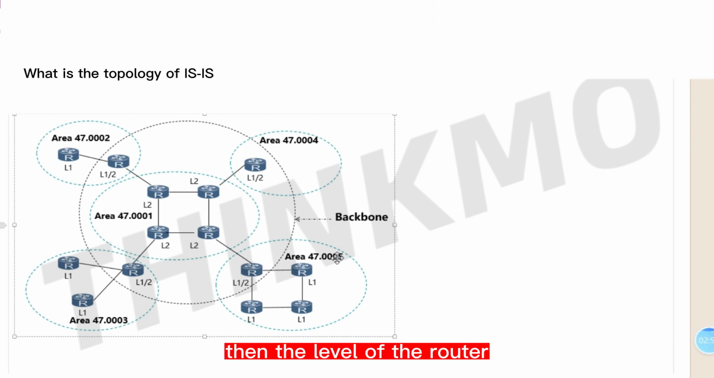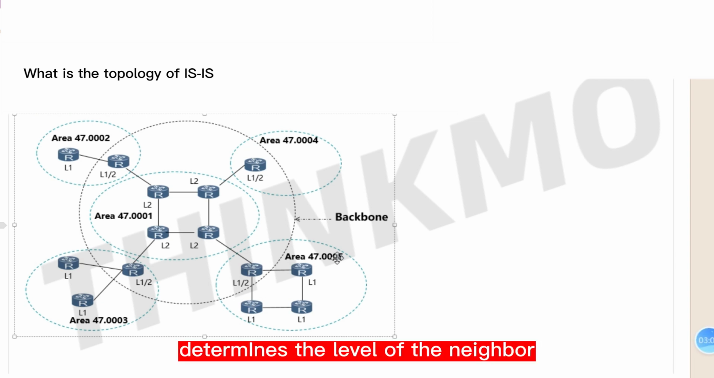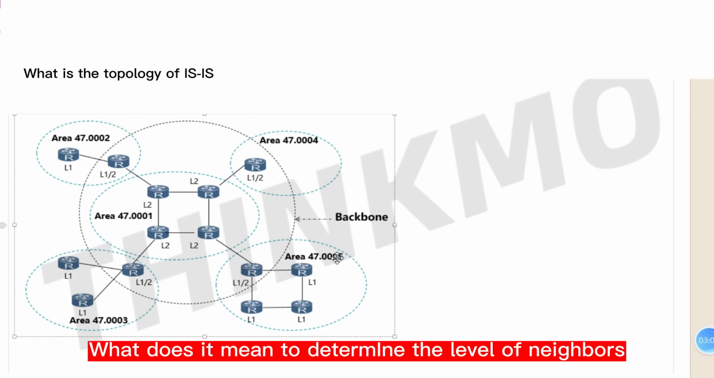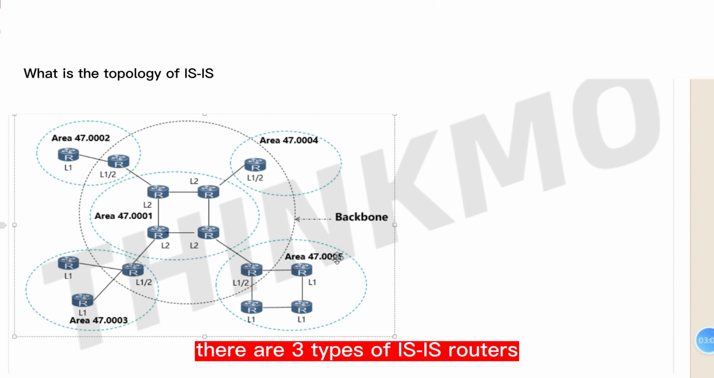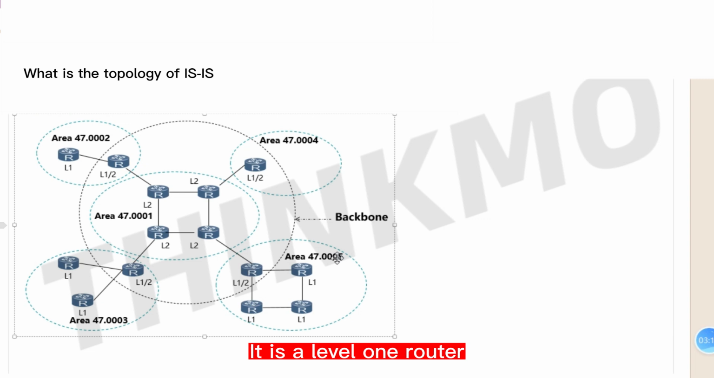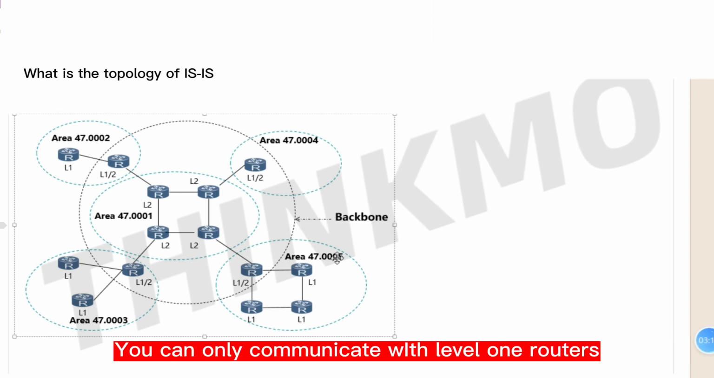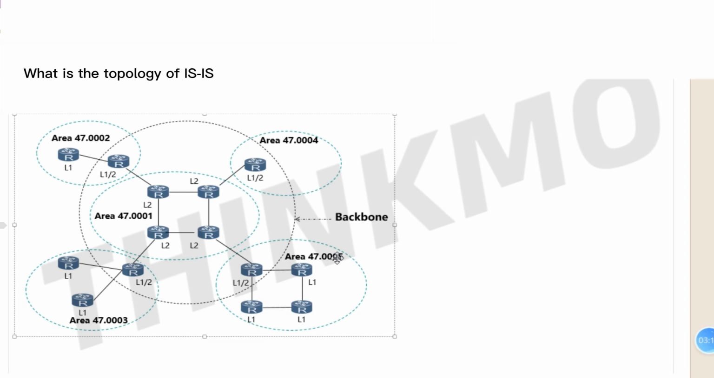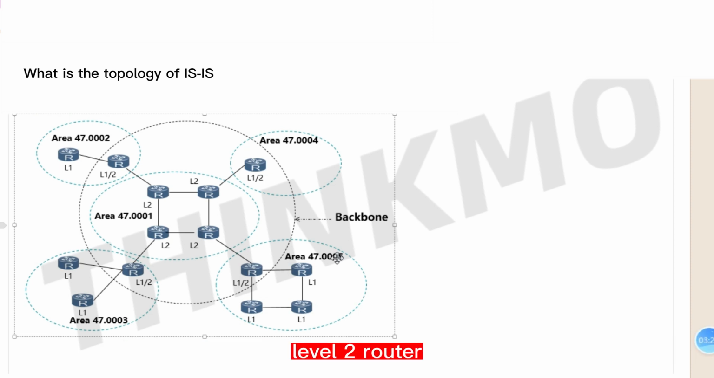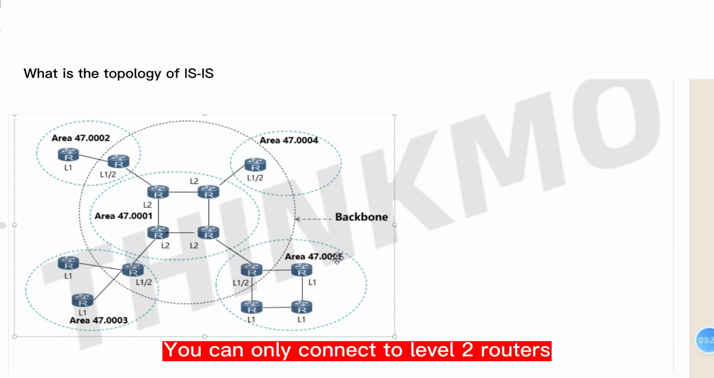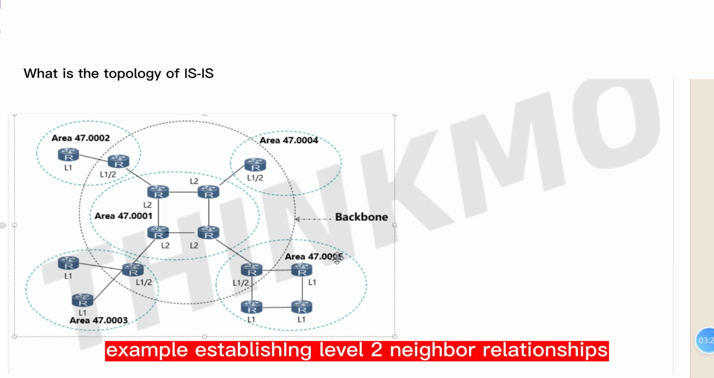Then the level of the router determines the level of the neighbor. What does it mean to determine the level of neighbors? We just said there are 3 types of IS-IS routers. What about the level of neighbors? A level 1 router can only communicate with level 1 routers, establishing a level 1 neighbor relationship. A level 2 router can only connect to level 2 routers, establishing level 2 neighbor relationships.